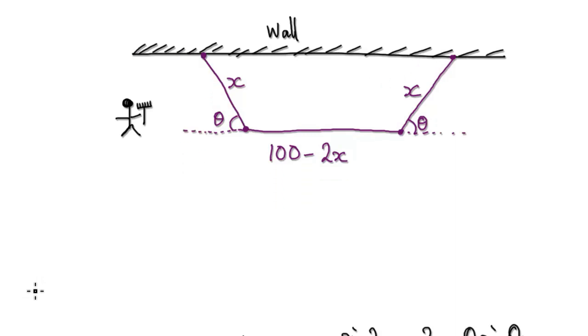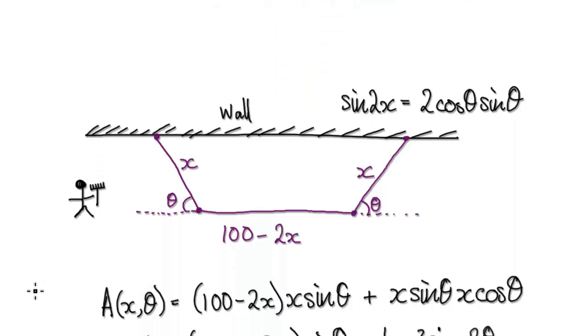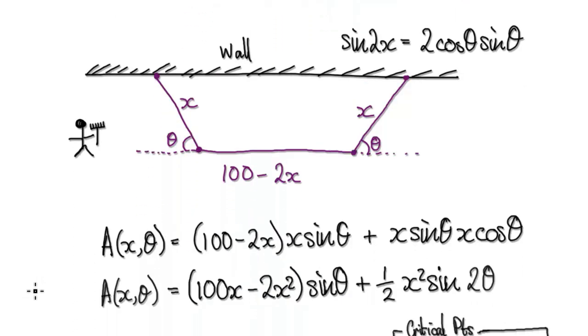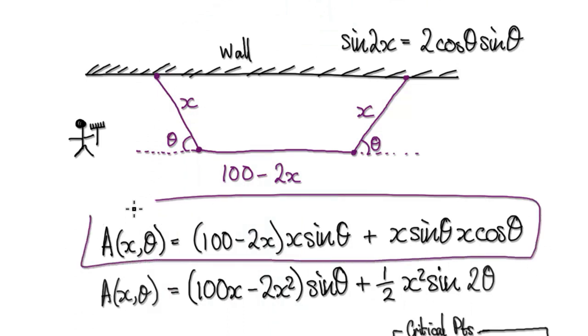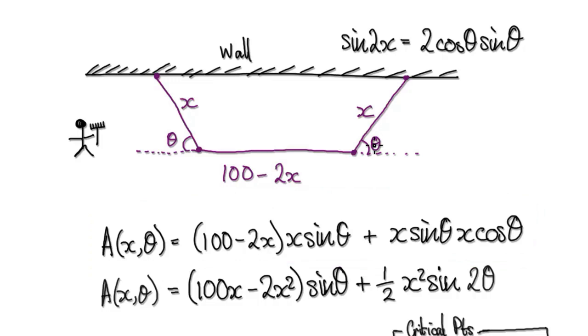Okay, so to do this, we need to come up with a function. So the area is given by this. For any given x, hang on, this is a right angle triangle here. This is of length x, so this must be x sine theta. This length must be x cos theta.